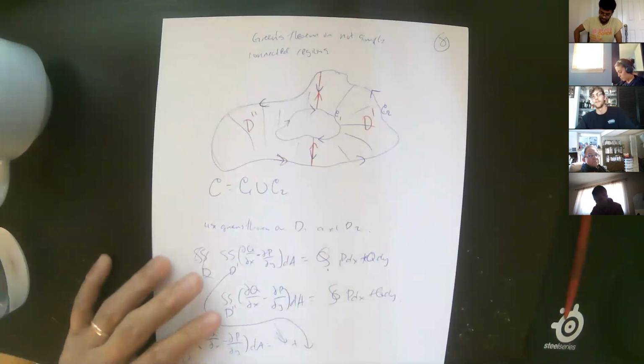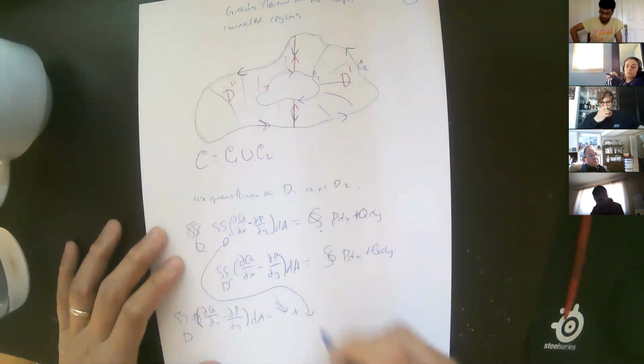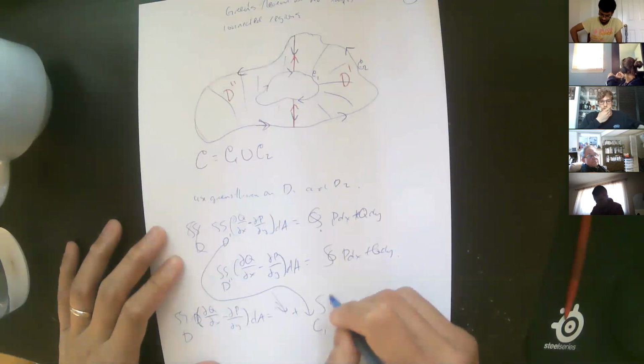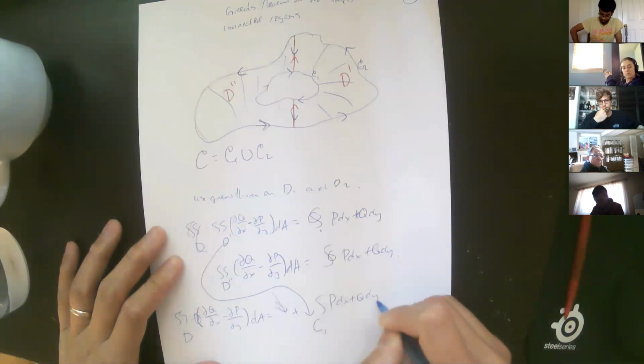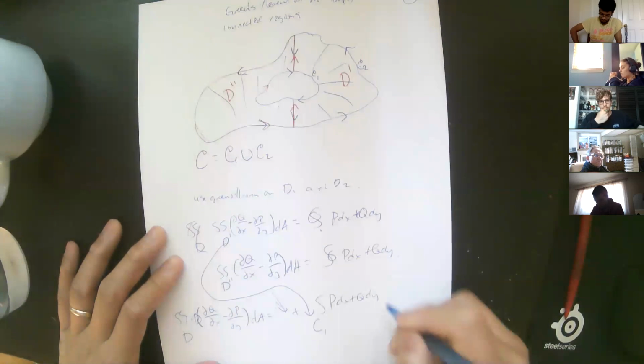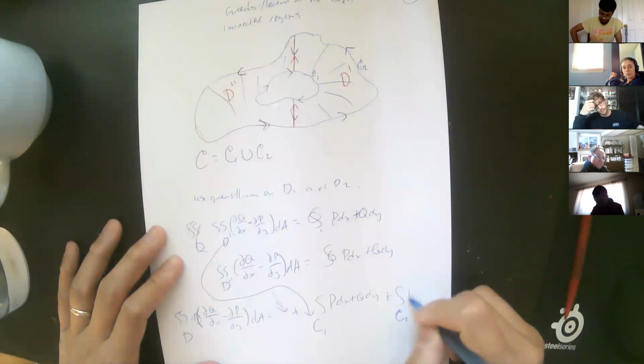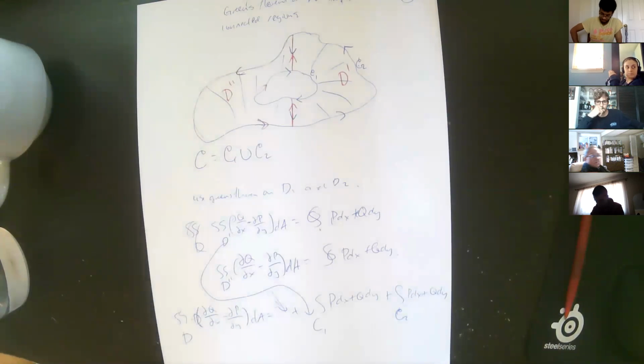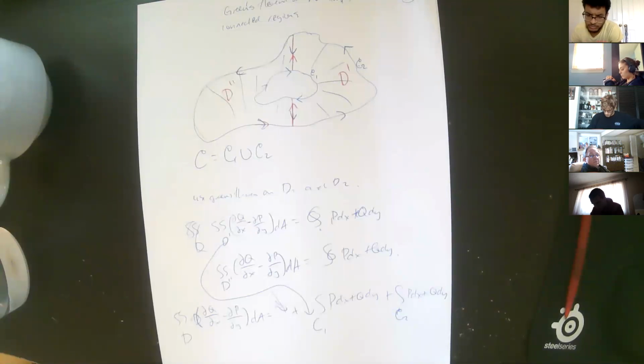So what does this say at the end? I'm going to add these two things up, and all I essentially do is the integral of P dx plus Q dy over the inside, plus the integral over the outside. So if I want to do Green's theorem on places with holes, I just have to do both boundaries separately. Okay, does that make sense?